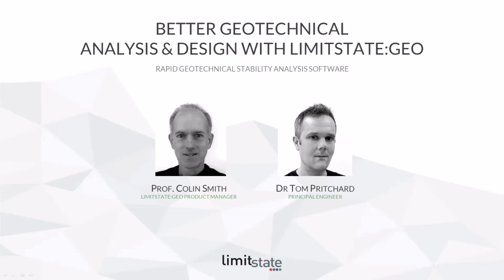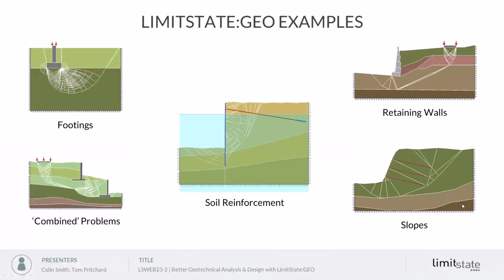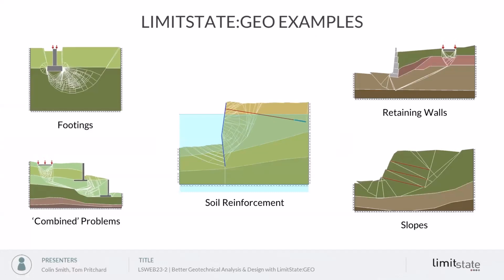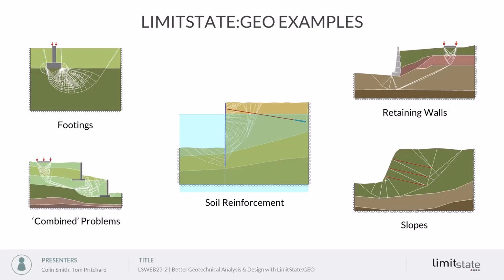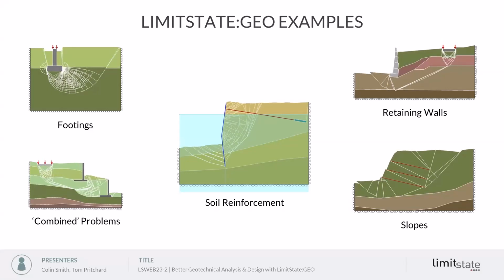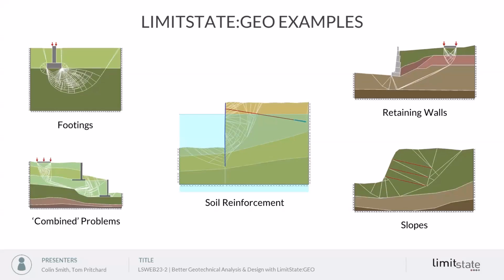Thank you for that introduction, Tom. Just to whet your appetite, we'll kick off with a slide showing a selection of problem types that can be solved by the LimitState GEO software. As you can see, the software has been designed to identify the critical collapse mechanism for any problem type in the form of a slip line mechanism.